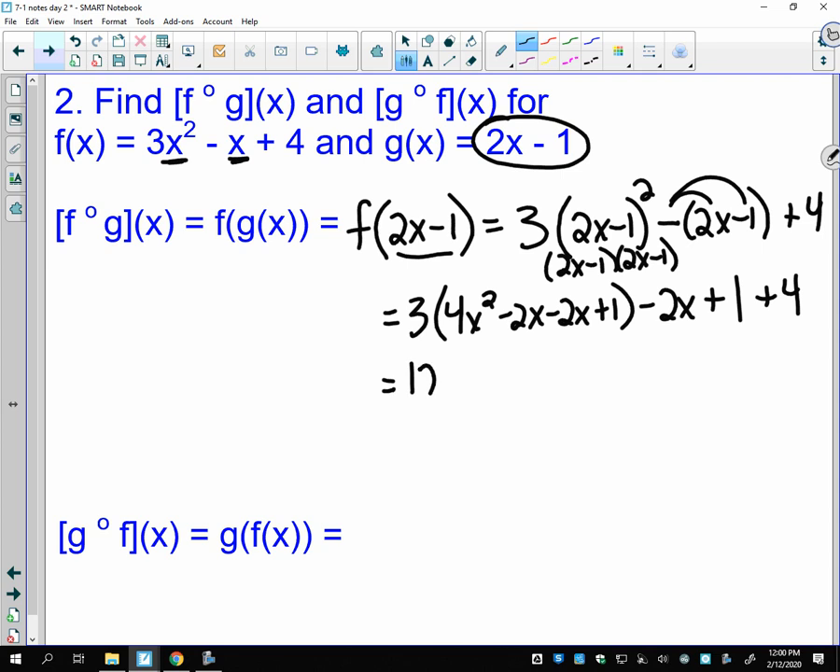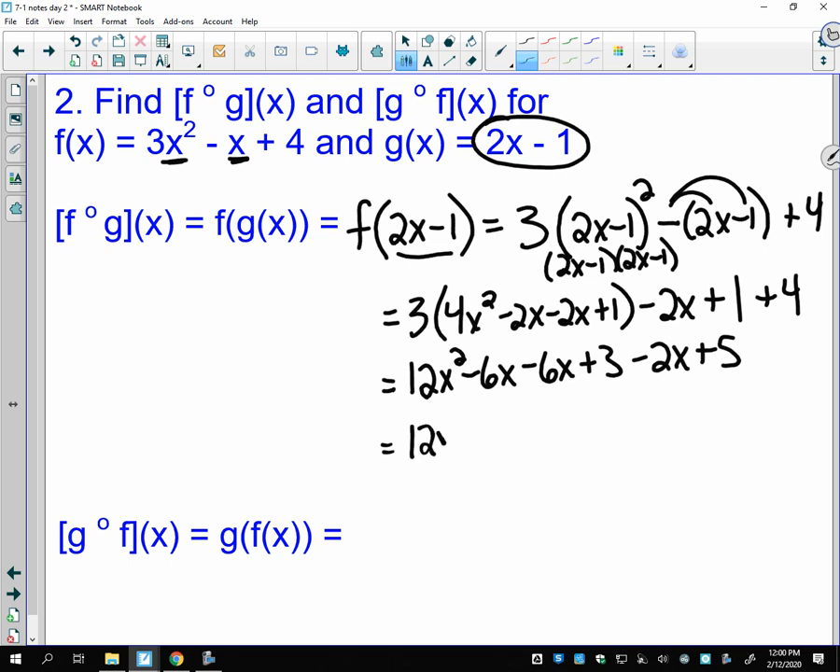I would get 12x squared. I'm going to distribute the 3 to these parentheses here. Minus 6x plus 3. And then I just still have all of this. I'm going to go ahead and say 1 plus 4 is 5 and add that together. And now I'm just going to combine like terms.